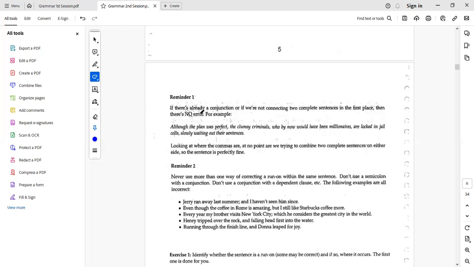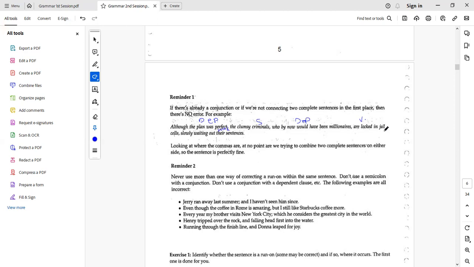He said here, if there is already a conjunction, or if we are not connecting a complete sentence in the first place, then there is no error, like this one. Although the plan was perfect, dependent, the clumsy criminals, this is the subject, who by now would have been millionaires, this dependent, are locked in jail cells, this now the verb. So the clumsy criminals are locked in jail cells, slowly waiting, there's a modifier. So there is no problem here.